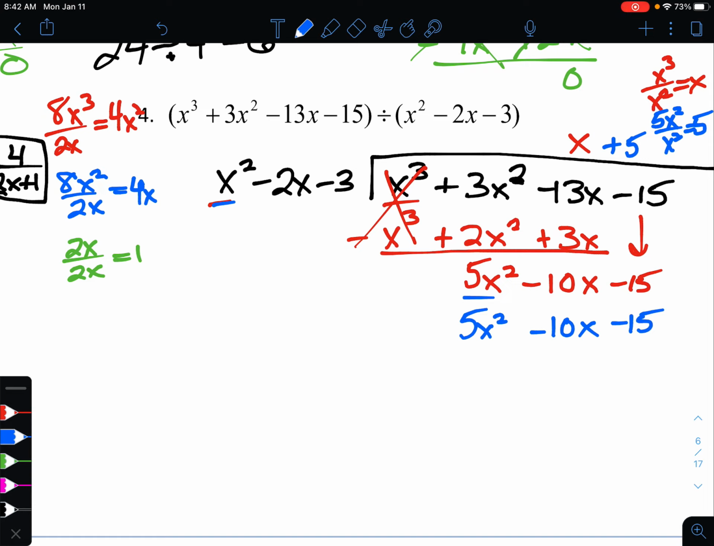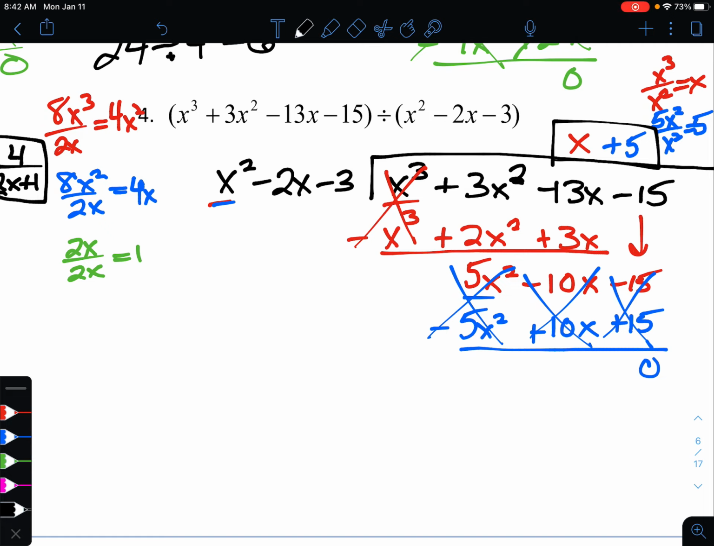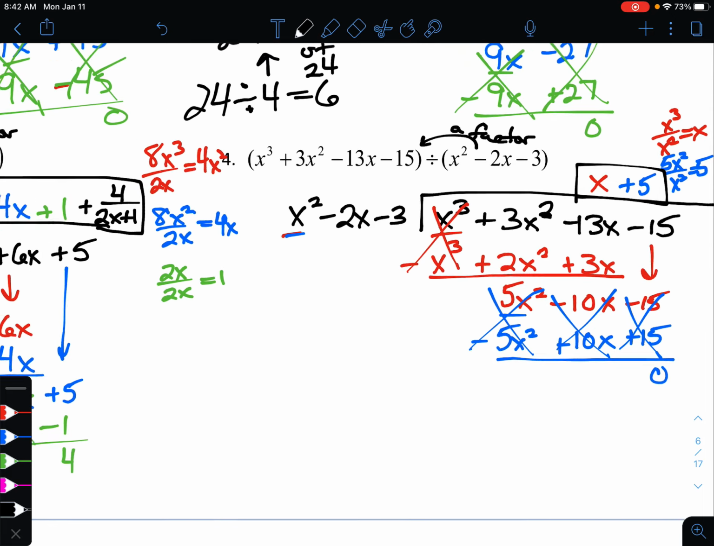Now again, you're subtracting, so go through and change all of your signs. Minus 5x squared plus 10x plus 15. And when you do that, actually everything is going to cancel and add to be 0. So we end up with no remainder on this problem, and our answer is just x plus 5. So once again, what that tells us is that what we were dividing by is a factor of the polynomial that we were dividing, and x plus 5 is what we get when we do that division.